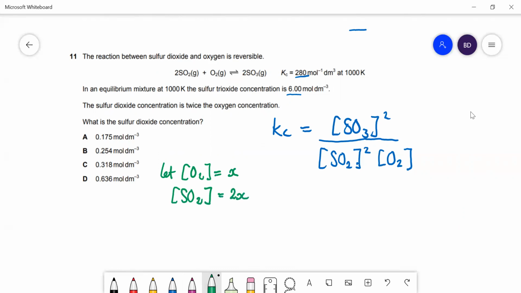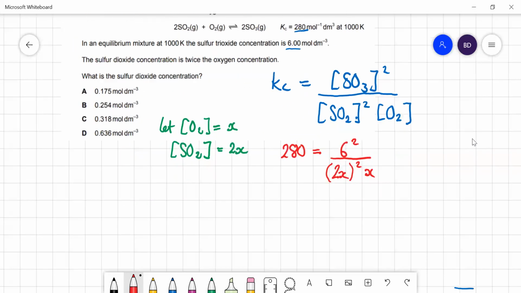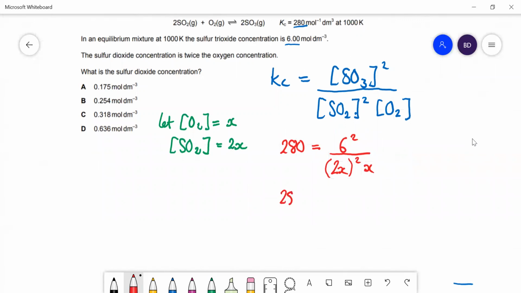We're going to put all those numbers into the equation. The only thing we don't know is X, so we can find that out. So let's put the numbers in. Kc is 280. So we get 280. SO3 concentration, they tell us, is 6. So that's 6 squared, divided by the concentration of SO2. So that's 2X all squared. And the concentration of oxygen is X. Let's simplify that. We get 280 is equal to 36.